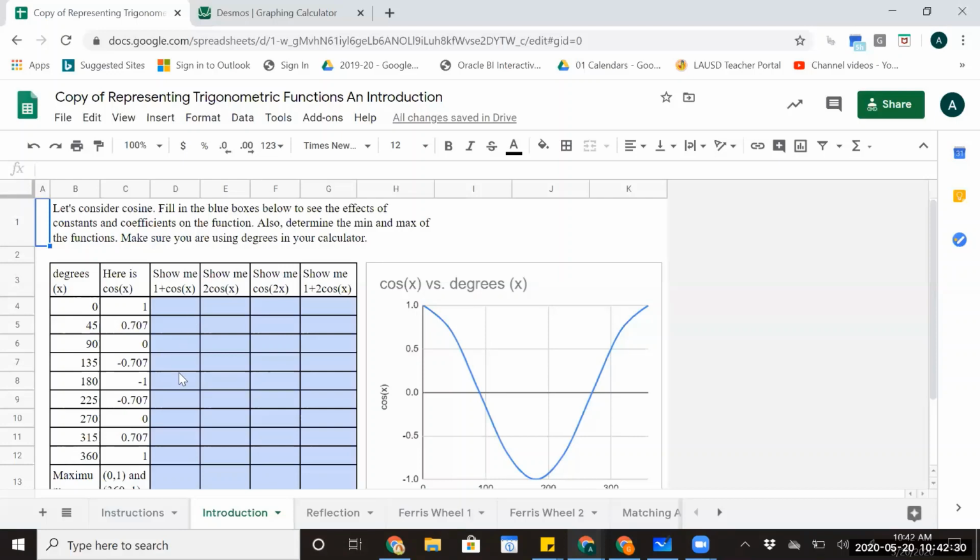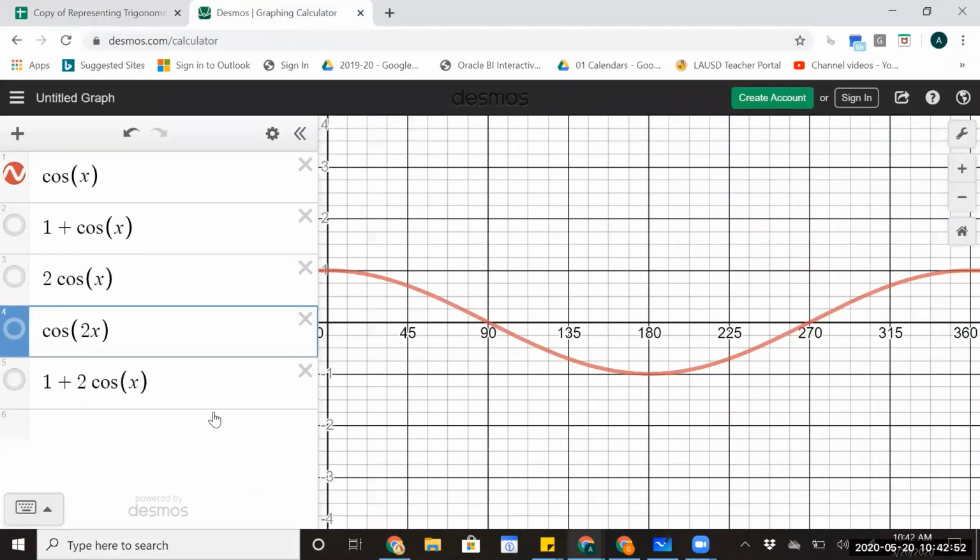So if you're getting funky numbers and your pictures are not really looking cosine-ish, the possibility is your calculator is set to radians, and you can change that, set it to degrees, and then push forward. Just to have some conversation and not take the time to fill out that table, that's your job, I'm just going to use Desmos to discuss a few things.